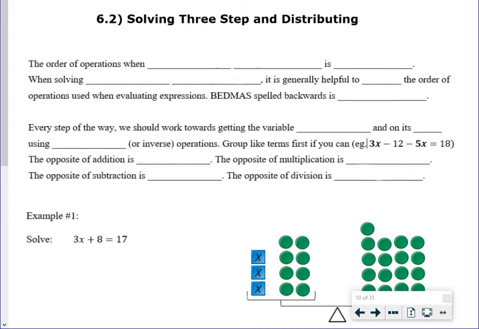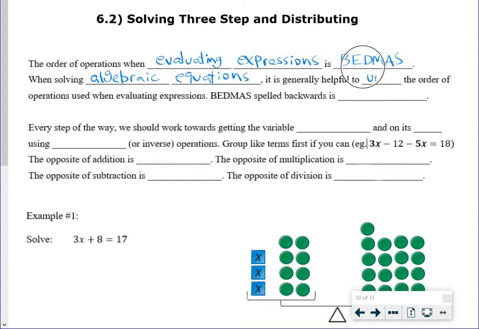Hello everyone. Today we're looking at solving 2 and sometimes 3-step algebraic equations, and we're also looking at algebraic equations that use the distributive property. So, to start, the order of operations when evaluating expressions is BEDMAS. When solving algebraic equations, it is generally helpful to undo operations used when evaluating expressions. BEDMAS spelled backwards is SAMDEB.